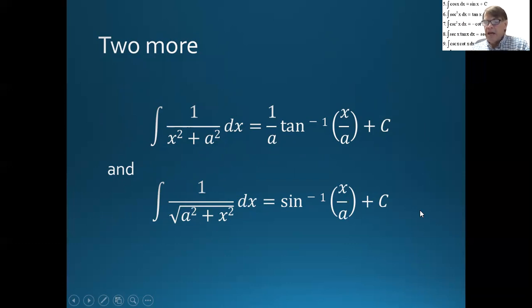All right, well, this has been a quick review of some of the stock integration formulas that you want to have at least on the tip of your brain, that James Stewart starts off his chapter 8 with, this quick review of some of these general ones.